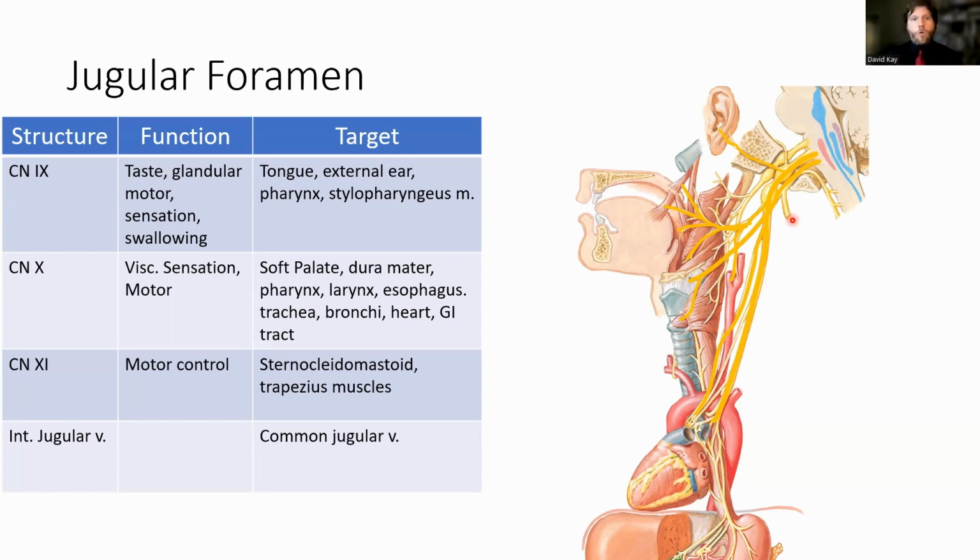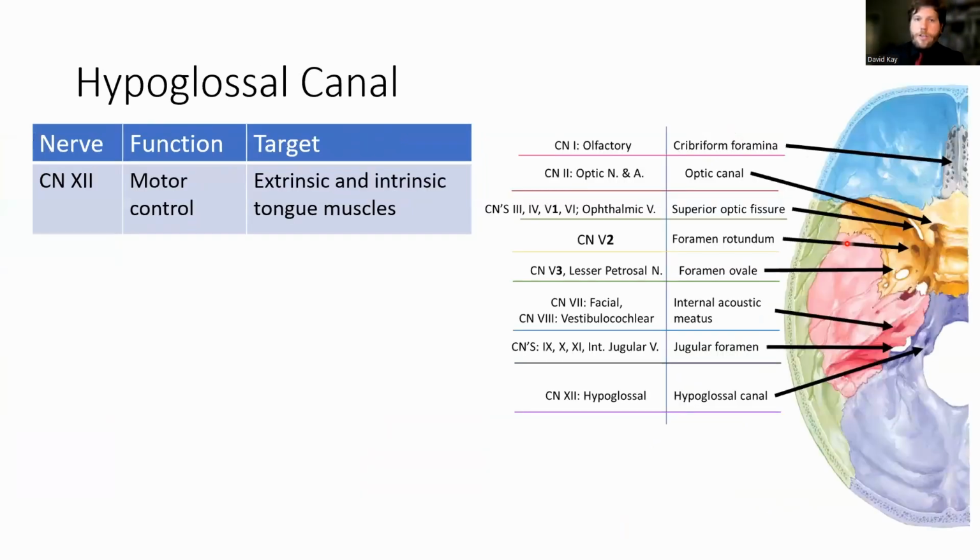It does it all. In addition to these two incredibly complex cranial nerves, we also have the accessory nerve, which I actually didn't draw because it gets cut off in this figure. It provides motor innervation to two muscle groups, the sternocleidomastoid and the trapezius muscles. And then in addition to these three nerves passing through the jugular foramen, you also have the internal jugular vein, which drains blood out of the brain and then drains into the common jugular inferior to it.